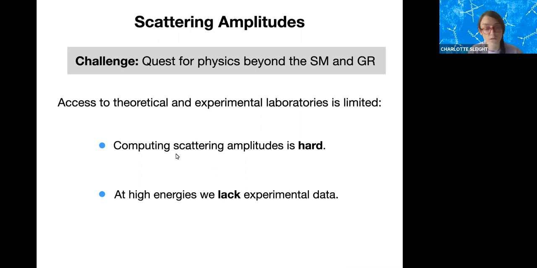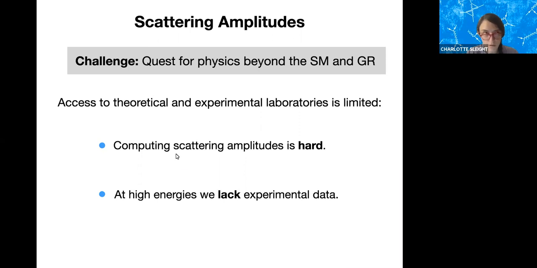Scattering amplitudes are very difficult to compute in general, so it would seem that already we have limited access to these theoretical laboratories. But even if the computation of scattering amplitudes wouldn't be an issue, the higher and higher energy that we would like to describe, we increasingly lack guidance from experimental data.